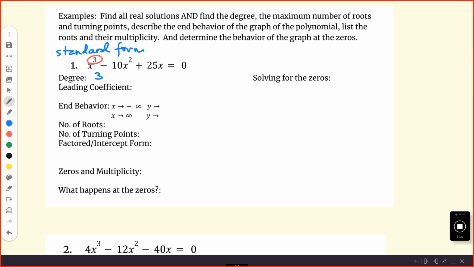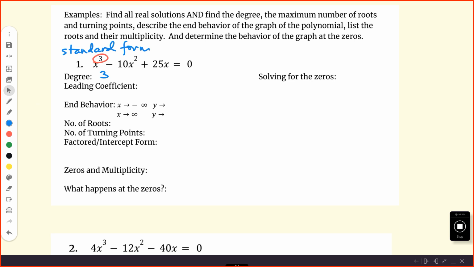Now, what is the leading coefficient? 1. Since we know that the highest degree term is x cubed and the coefficient of this is 1, the leading coefficient is 1. We do not add exponents for standard form, but for intercept form, we add the exponents.